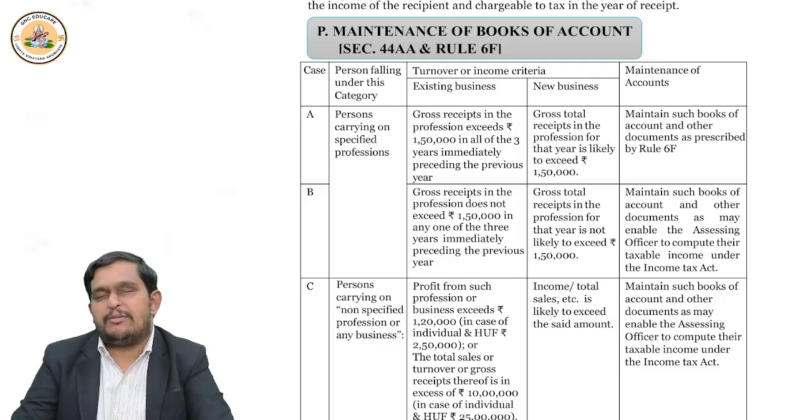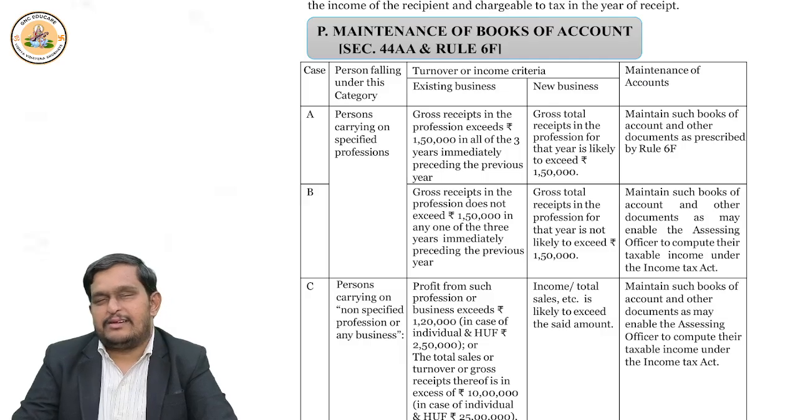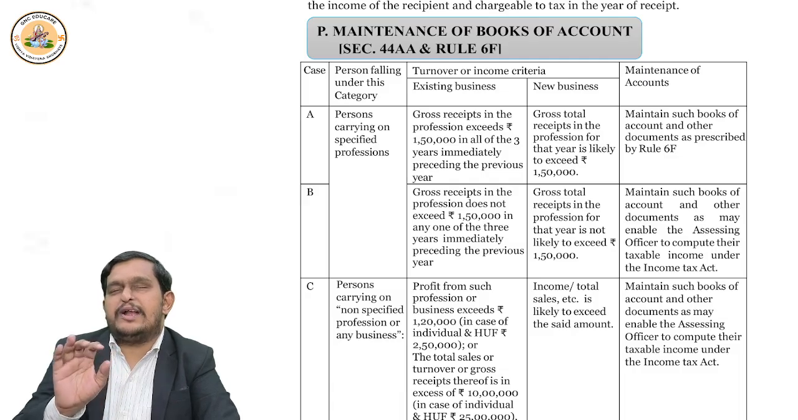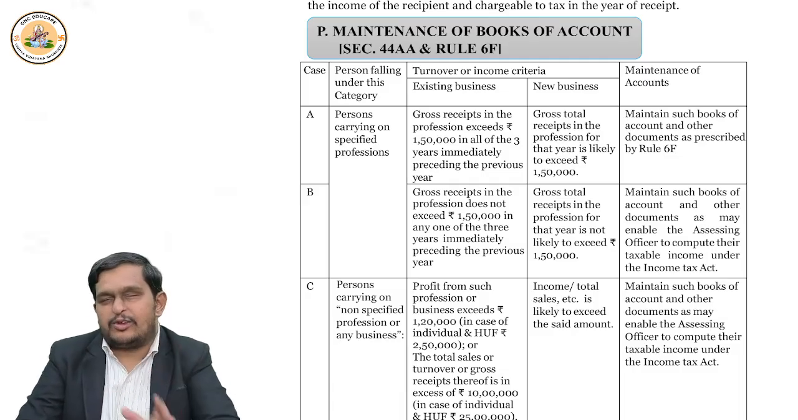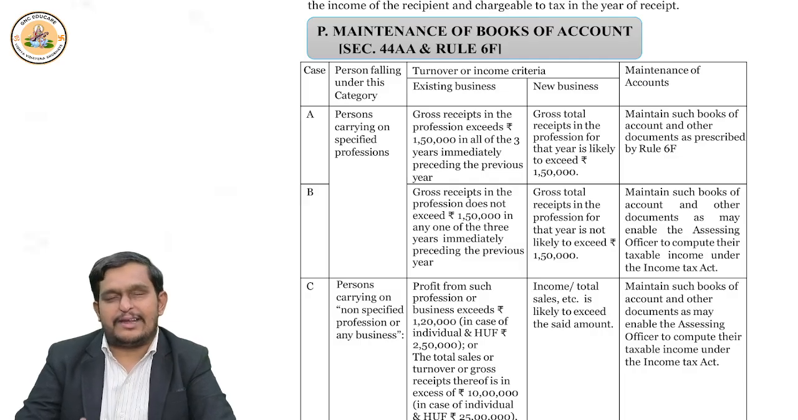But if you are computing income under the normal sections, which we discussed till now, then definitely A, B, C, D will apply. But here also there are two categories. Are you a specified professional or a non-specified professional? So you are obviously into business. If you are into business and are a specified professional, then A and B will be applicable. If you are into business but not a specified professional, then C and D will be applicable to you. Like this, you should understand.